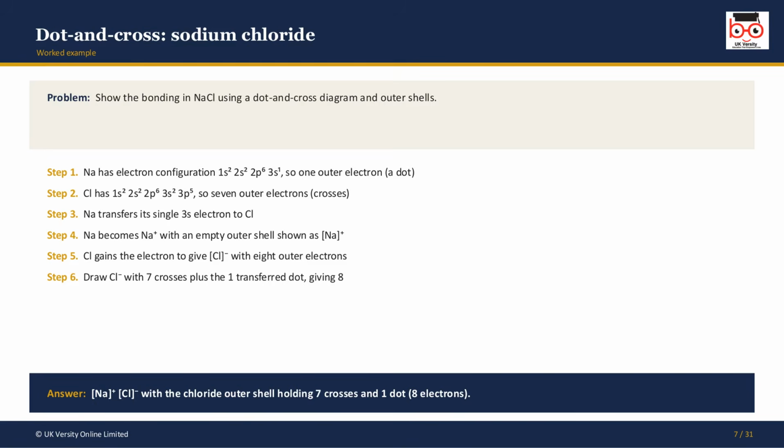Let's build sodium chloride with a dot and cross diagram. Sodium's configuration ends 3s1, so it has just one outer electron, which we'll show as a dot. Chlorine ends 3s2, 3p5, so it has 7 outer electrons, drawn as crosses. Sodium hands its single outer electron over to chlorine. That leaves a sodium ion with an empty outer shell, written as sodium in brackets with a plus, and a chloride ion whose outer shell now holds 8, its own 7 crosses plus the one transferred dot. So we end up with a Na+ and a Cl− ion side by side.